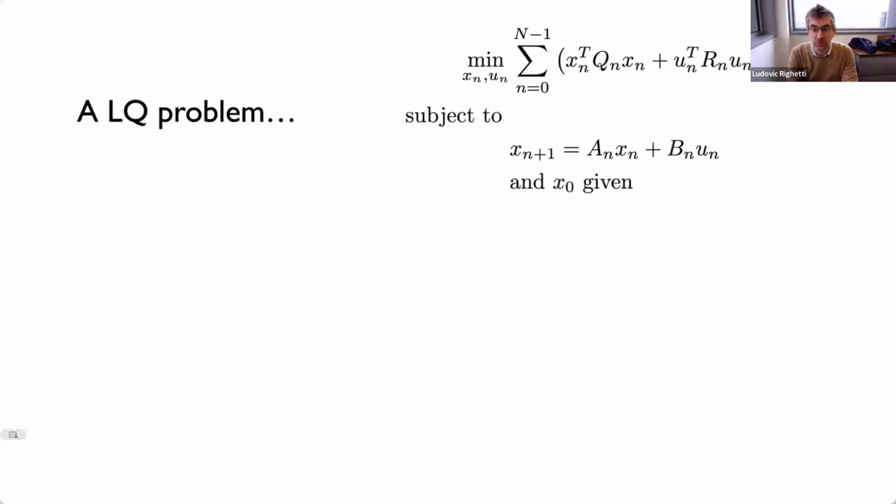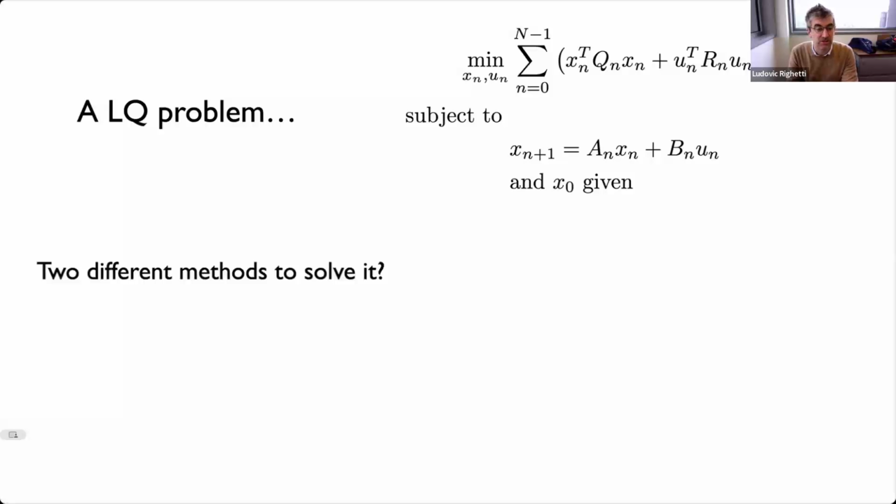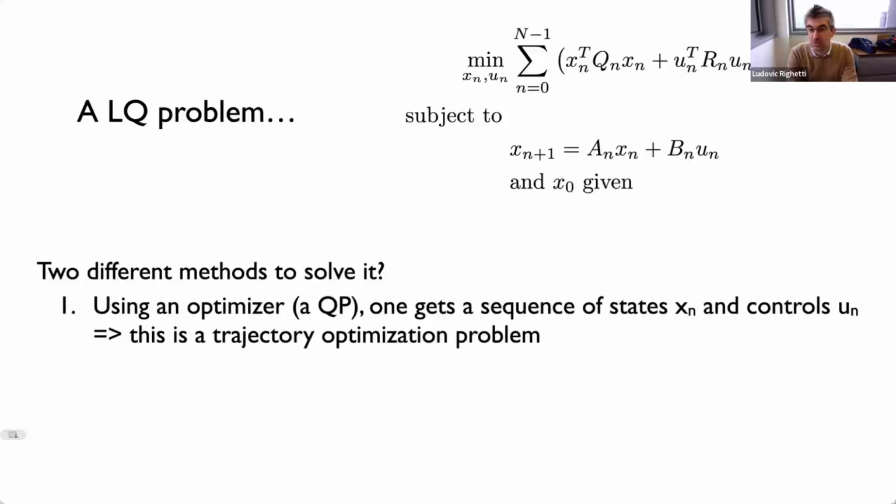Let's start with a simple problem, a quadratic program, a quadratic cost with linear dynamics, right? So it's a linear quadratic problem. So the solution of that, you can solve it in two ways. One way, you can write this as an optimization problem given to a QP solver. There's only equality constraints, right? You can even solve it explicitly. But you can give it to your solver, and then it will give you a trajectory of states and control, and this is what you should do, right?